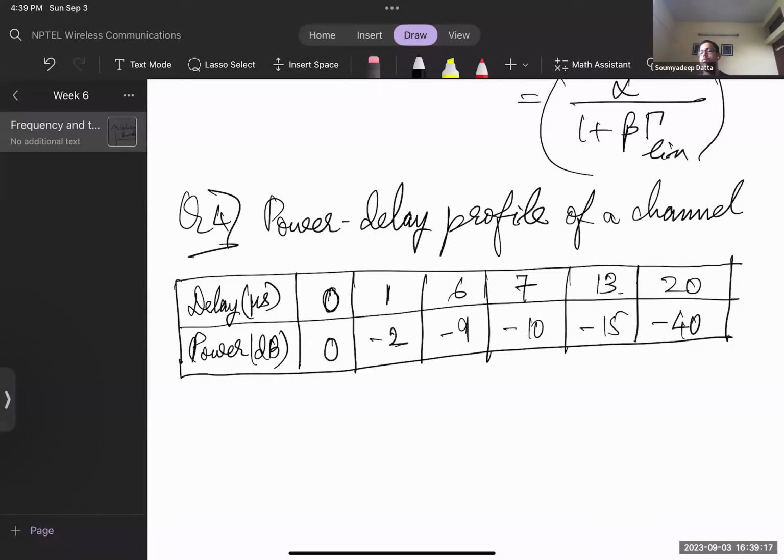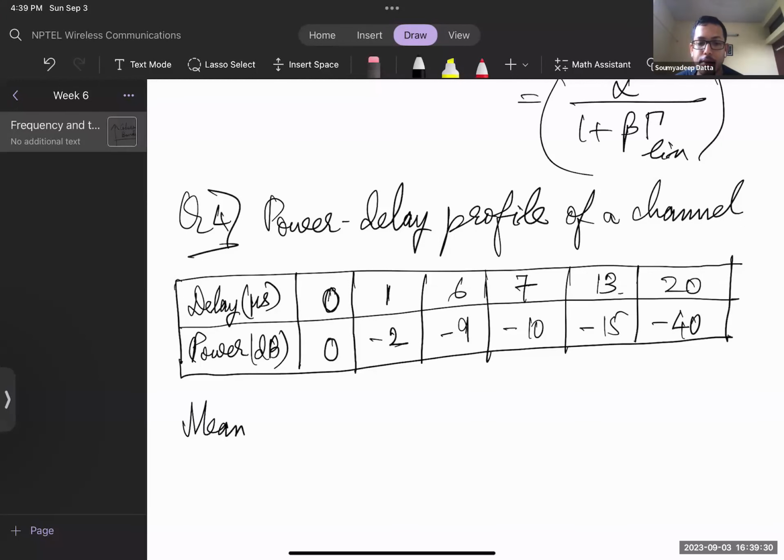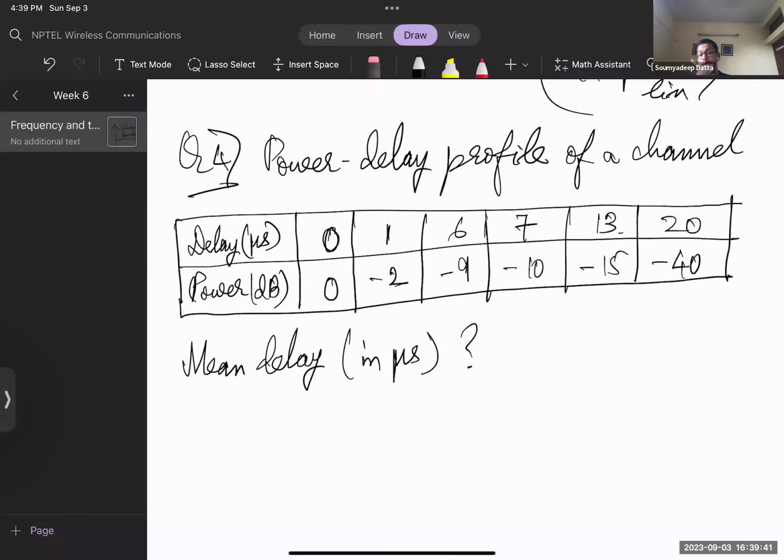Okay, so you are given this kind of a power delay profile of a channel. Different paths have different delays and different gains. You are asked to first compute the mean delay of the channel in, let's say, microseconds. So how will you compute the mean here? By default, the mean here is a weighted mean. So you will weight the delays, and the weights here are the powers of the channel. So you will compute the weighted mean.